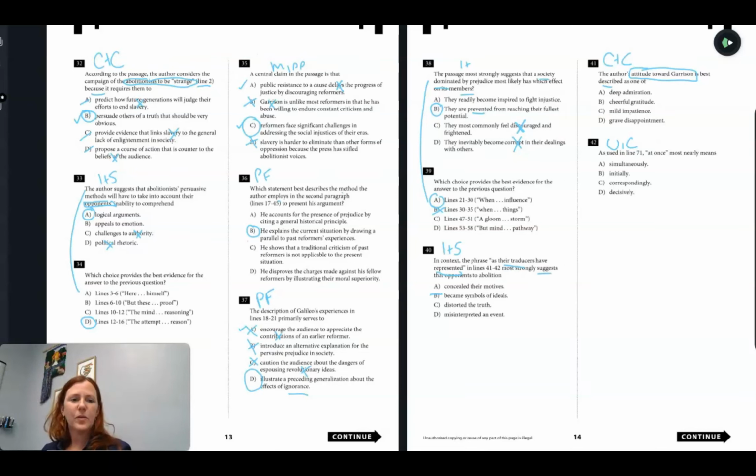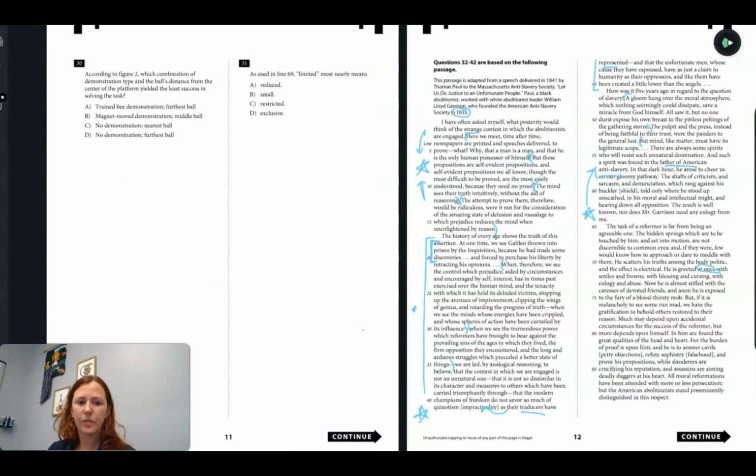So we just have a few more questions to go. This is kind of a big one. Line 41 through 42. We need to see what they mean by this phrase as their traducers have represented. So let's go ahead and go to this one and dive into it. The modern champions of freedom, those are the abolitionists, do not have so much impracticality as their traducers or the anti-abolitionists have represented. So the anti-abolitionists are representing that they have more of something than they really do.